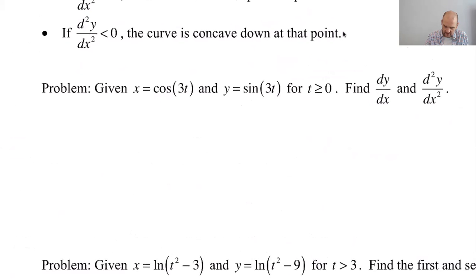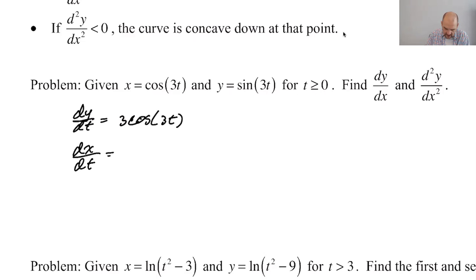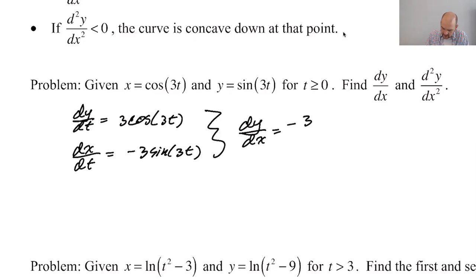Let's see if we can find this. So I'm hoping something magical happens here. Maybe it does. I'm going to find dy/dt. I like to find that first because then I don't mess up the order of division as much. Then dx/dt. So we can combine these and say that dy/dx is going to be 3 cosine of 3t over negative 3 sine of 3t.